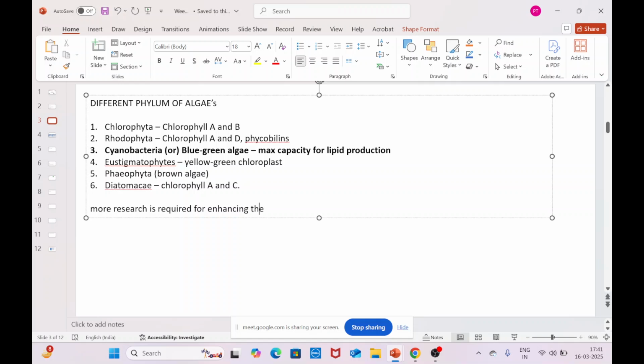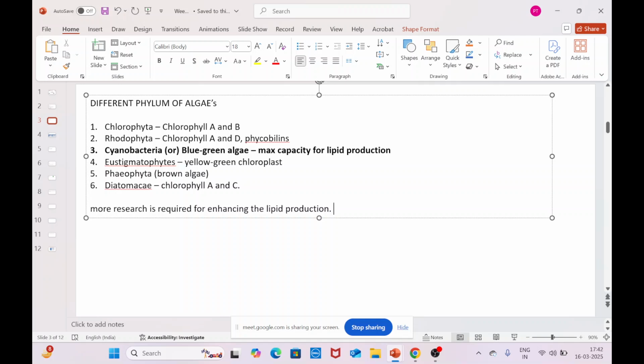Required for enhancing the lipid production. The ways could be many; different ways are being explored. So some sort of modification within the algae, or keeping the algae in different conditions, so that the lipid production can be enhanced.